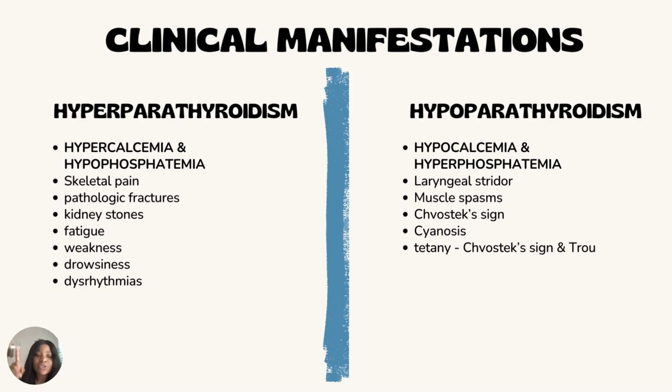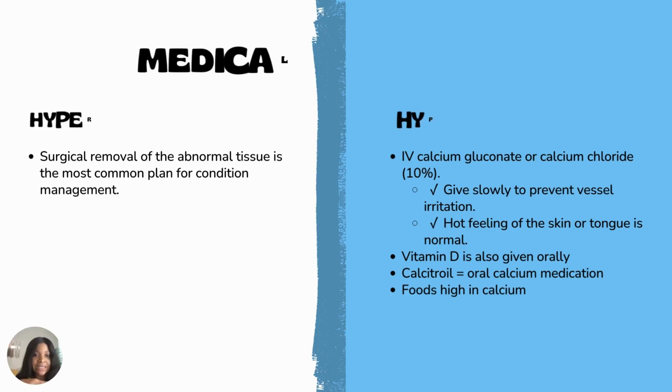Interesting. It's Trousseau's sign. You put a blood pressure cuff on the patient's arm, and they get that carpal spasm, and also they might have cyanosis going on. How do we manage this?